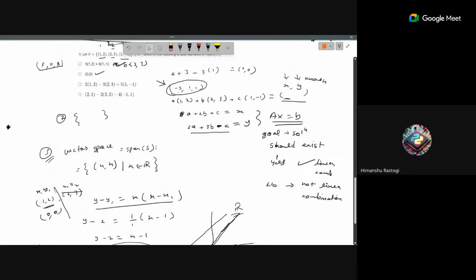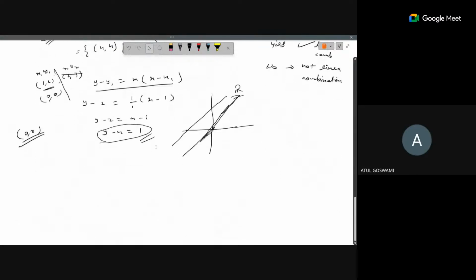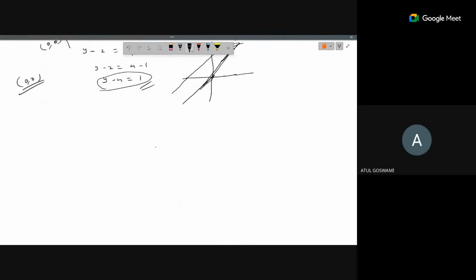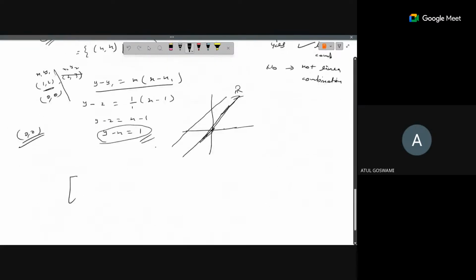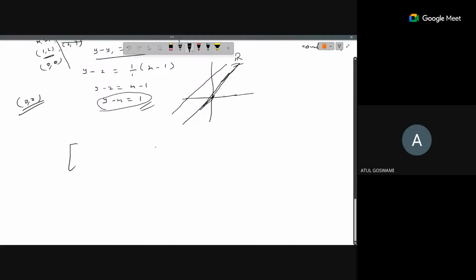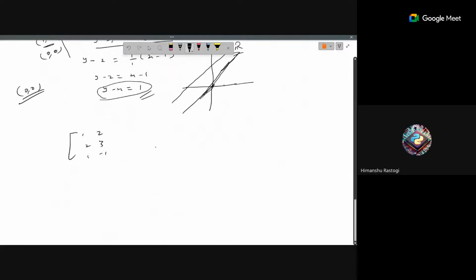But I am not getting it. Yeah, these two. Your point is very simple, that it can be cleared very easily. Take the three vectors, what are they: (1, 2), (2, 3), (1, -1), right? Yes. Then make this matrix, and we will reduce it to RREF.